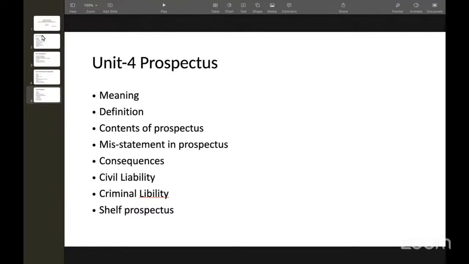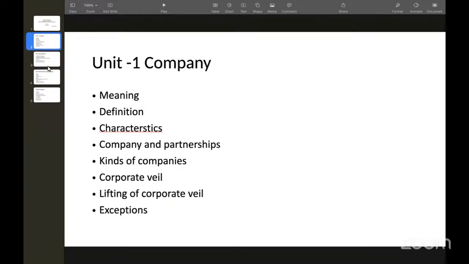Okay, let's just go through Unit 1 and 2. Just an overview of the Unit 1 and 2. Unit 1 is about company. We have discussed about the meaning of the company, definition of company, characteristics of a company. There are total 9 characteristics.